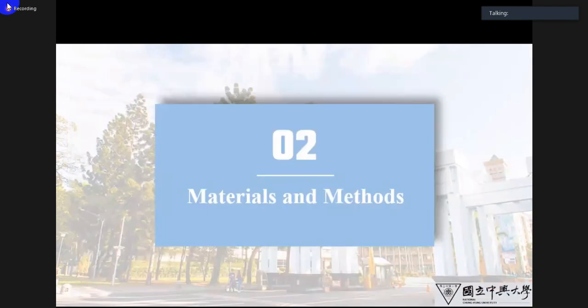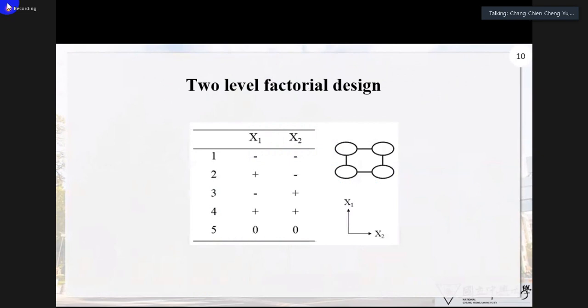And according to the purpose, we use a two-level factorial design to analyze the effect of each factor on the experiment and whether there is an interaction between the factors, which can effectively reduce the number of experimental groups.